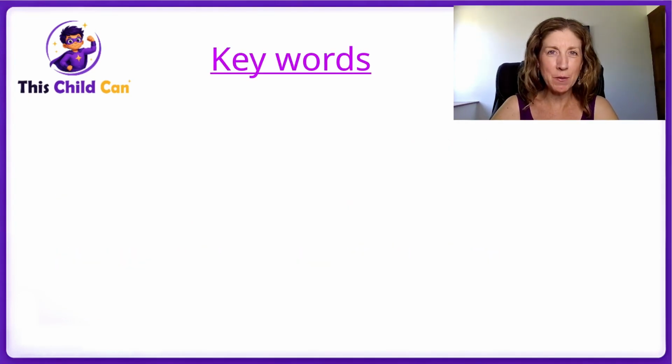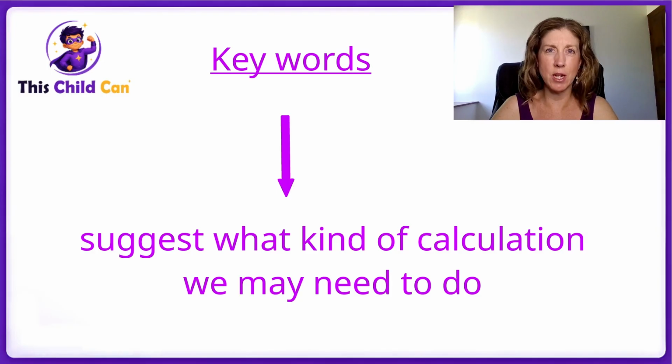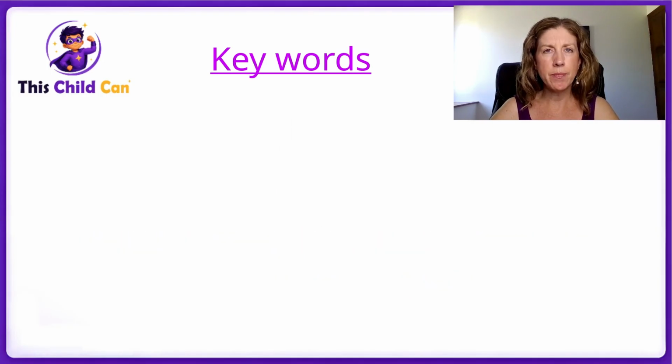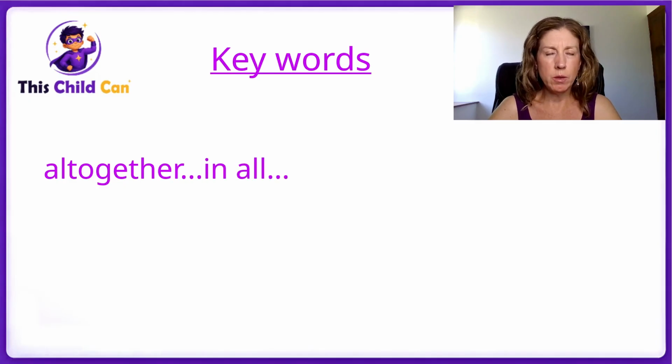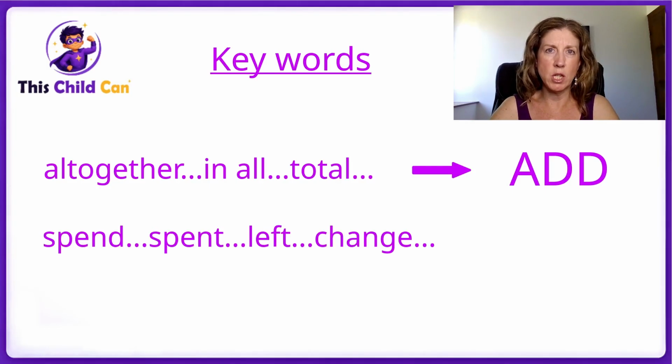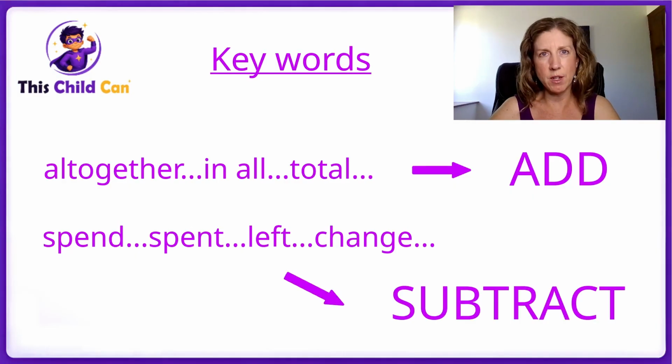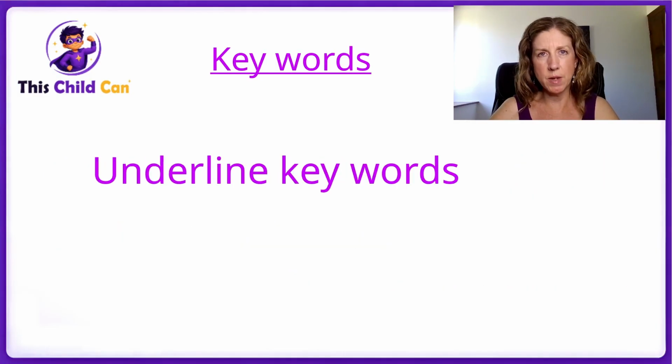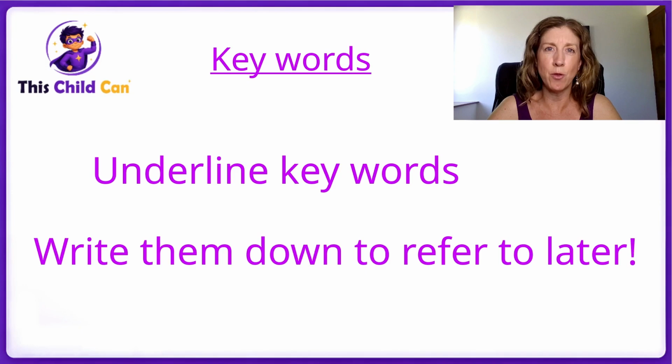First of all, you need to look for the key words because these suggest the kind of calculation we may need to do. Altogether, in all, total. These words suggest we may need to add. Spend, spent, left, change. These all suggest we may need to subtract or find the difference. Underline those keywords because they help us to understand what's going on in the money story, and you can always write them down somewhere safe for your child to refer to.